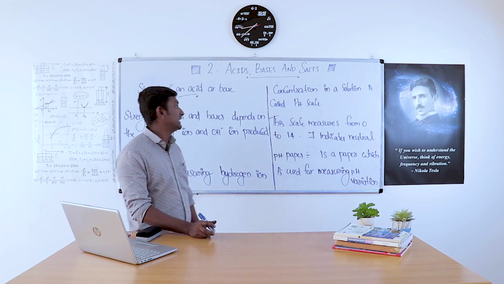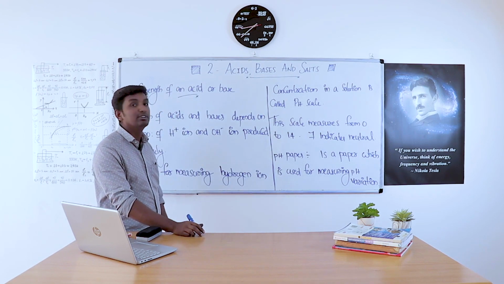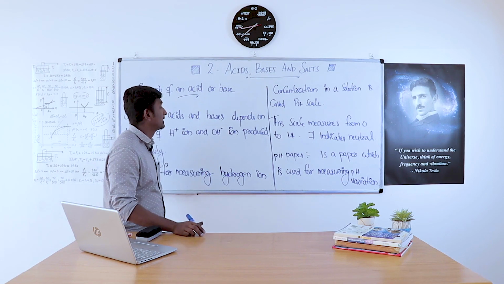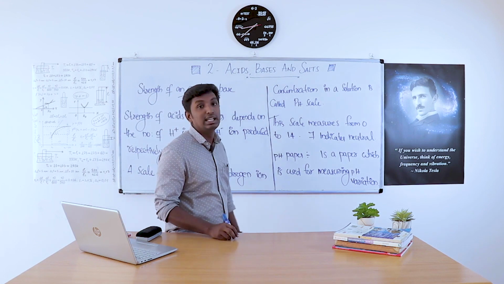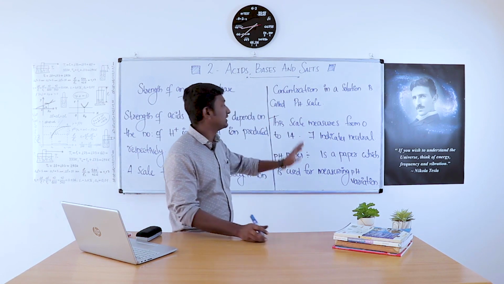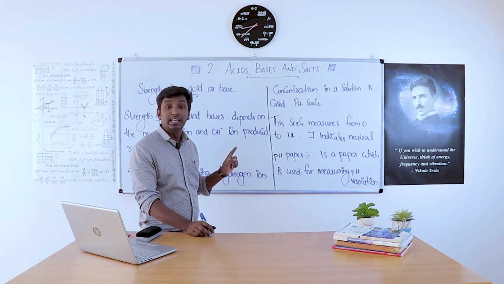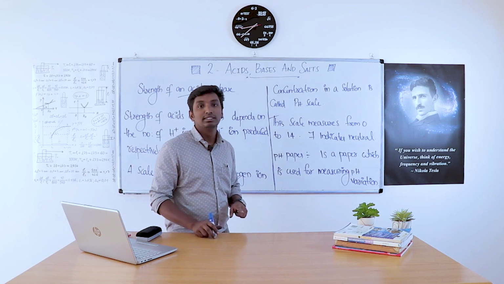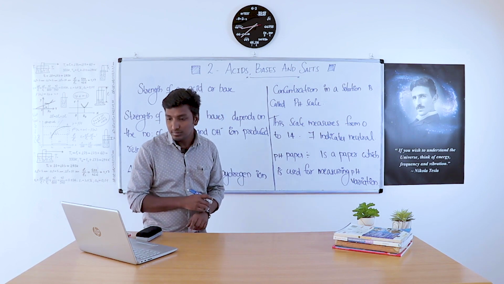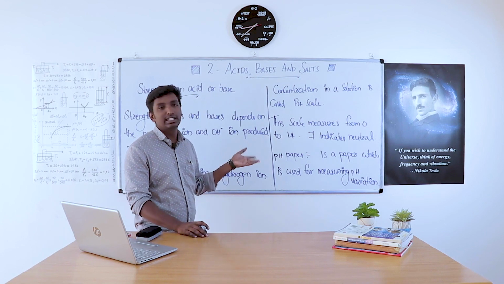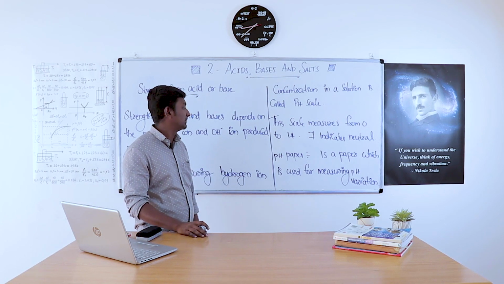The values of the scale range from 0 to 14, where 0 represents highly acidic and 14 represents highly basic. From 0 to 14, 7 indicates neutral, that means neither acidic nor basic. So the pH of water, that is the drinking water, is 7. That is neither acidic nor basic. It is neutral. Then what do we mean by a pH paper?